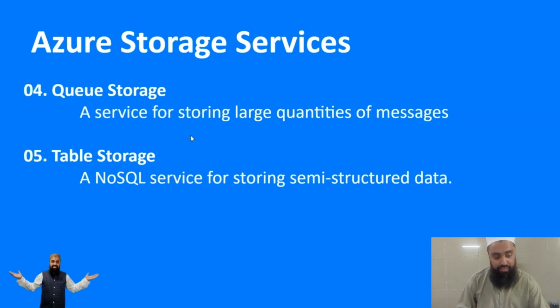Number four is queue storage, which is a service for storing large quantities of messages. So, if I have any notification service and I want to store a large number of messages, I can use queue storage for storing large quantities of messages. Number 5 is table storage, a NoSQL service for storing semi-structured data, and it is known as table storage.